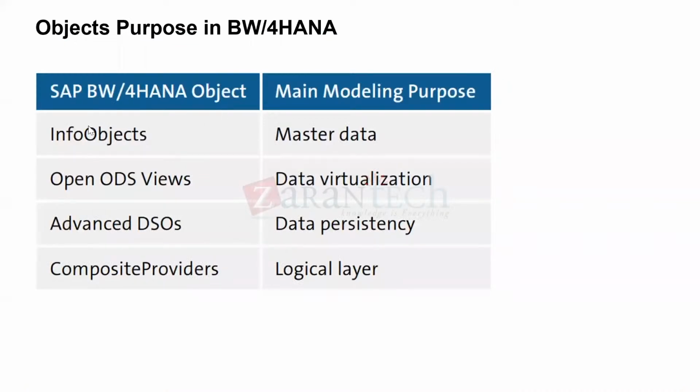Objects and their purpose, BW for HANA. InfoObjects. Mainly, why do we use InfoObjects? To store the master data, to use as a building block to capture the data from the source in the BW system. We have Open ODS views for referring to something at a virtualization layer, so we don't physically persist the data when we use the Open ODS view. We have ADSOs that are used to actually store the data in the system. We bring the data into the BW system, we duplicate the data and store it in ADSOs.